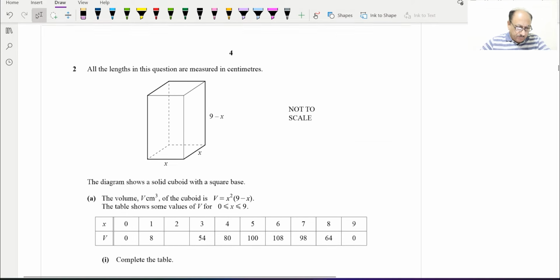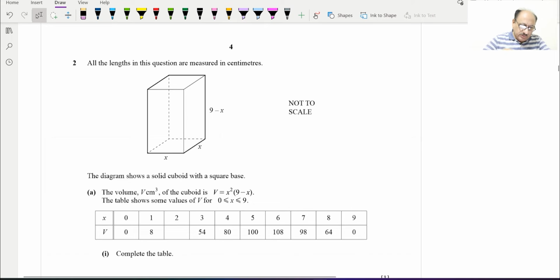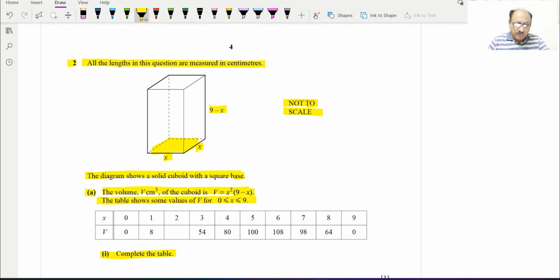Hopefully you understood this. Now here comes question number 2. A diagram is provided which is not to scale. All the lengths in this question are measured in centimeters. These two sides are x and this height is 9 minus x. The diagram shows a solid cuboid with a square base. This is the base, which is a square base, and the volume V of the cuboid is this one. The table shows some values of V for x greater than or equal to 0 and less than or equal to 9, and we need to complete the table for part 1.